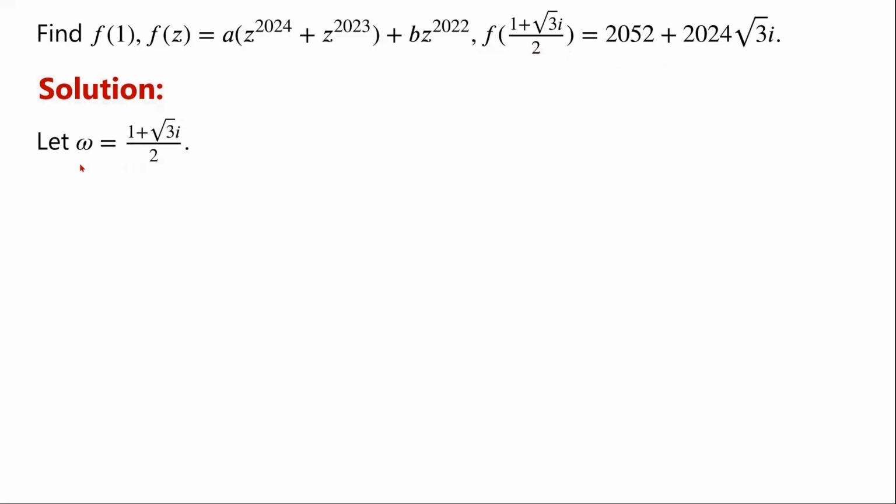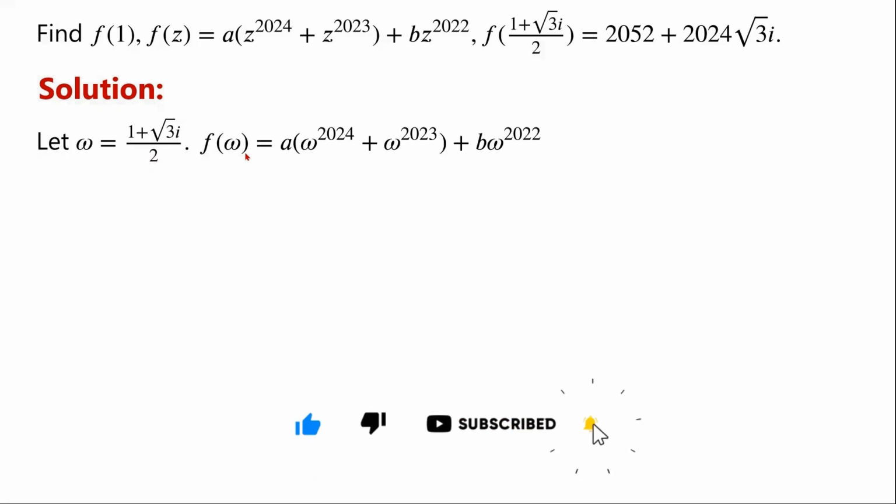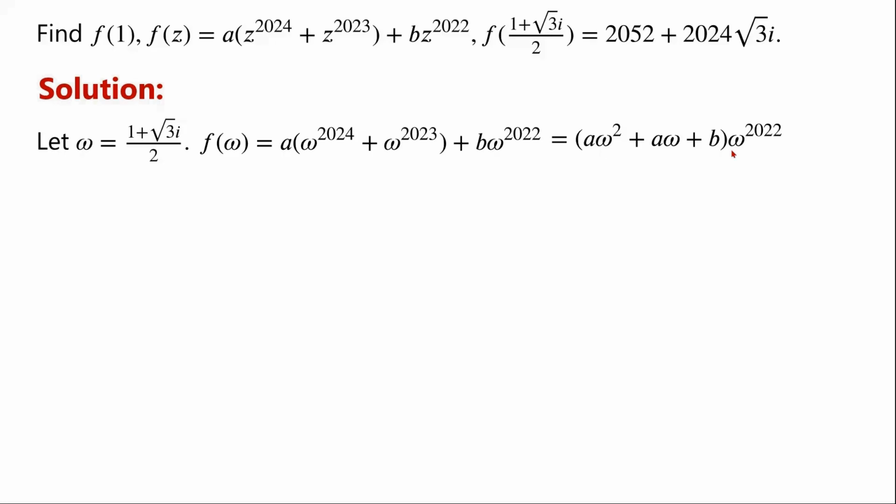We let omega equal 1 plus root 3i, all over 2. Then, f of omega equals a times omega to the power of 2024, plus omega to the power of 2023, plus b times omega to the power of 2022. These two terms have a common factor of omega to the power of 2022. So, they can be factored as a times omega squared, plus a times omega, plus b, times omega to the power of 2022. Next, we will work out omega squared, and omega to the power of 2022.